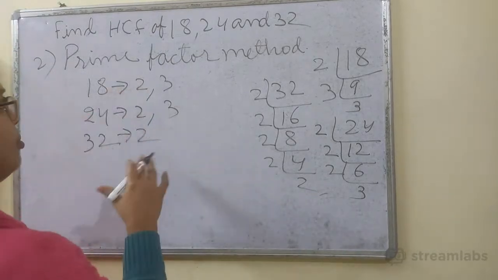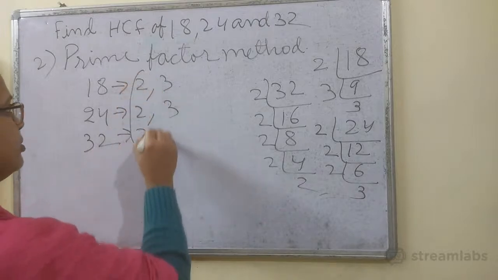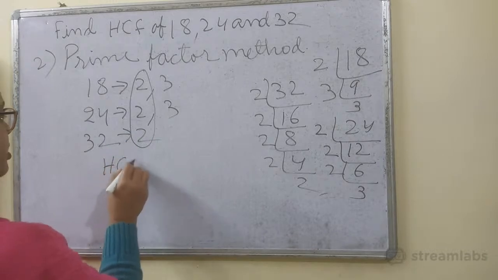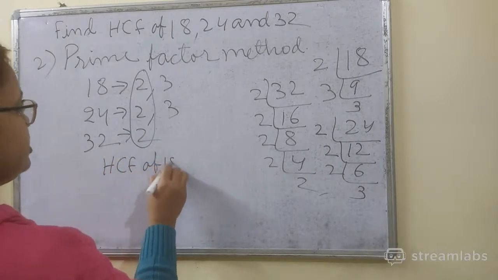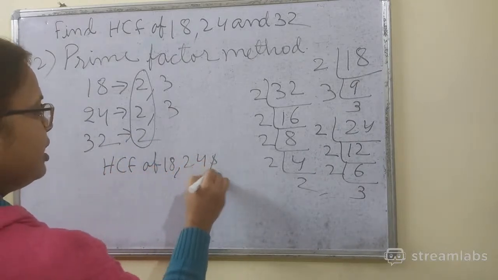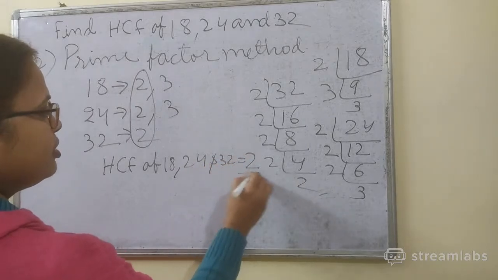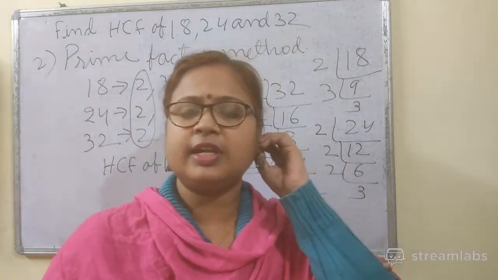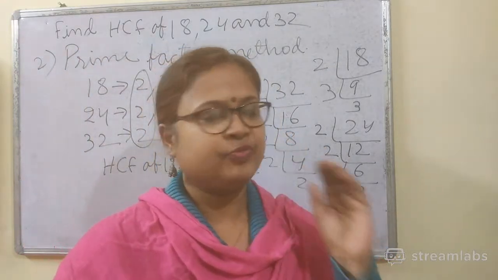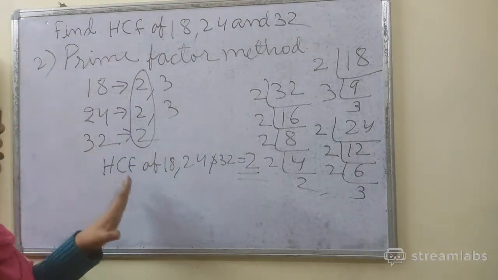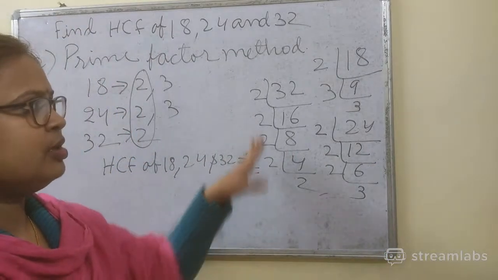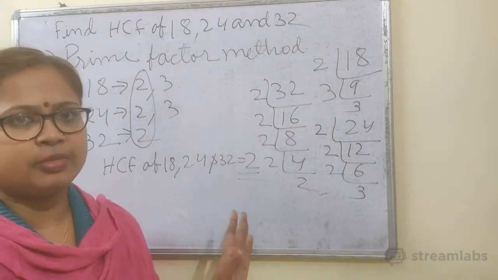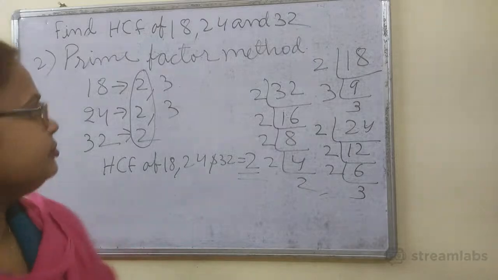Now which prime factor is common here? You are getting 2 here. It means again the HCF of 18, 24 and 32 is equal to 2. Means whichever method we apply for the same numbers, we will get the same answer. So with the prime factor method also, we got the answer 2. And this is the way to find out the prime factors of any number.